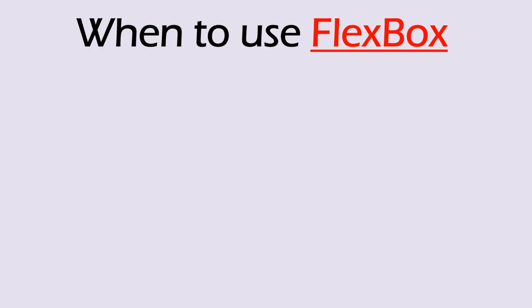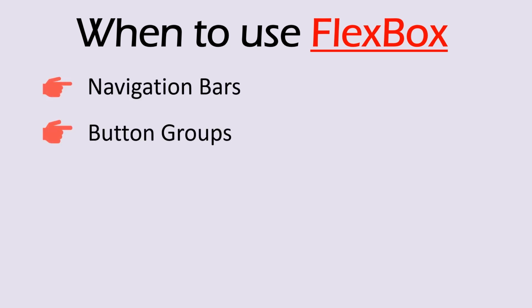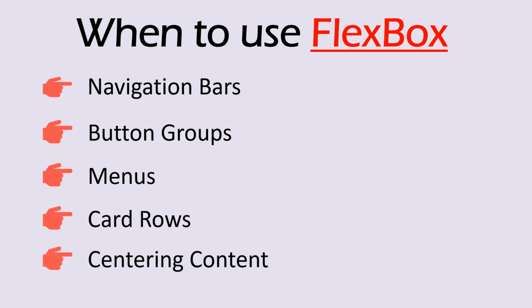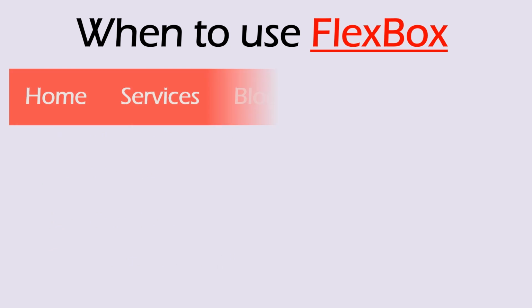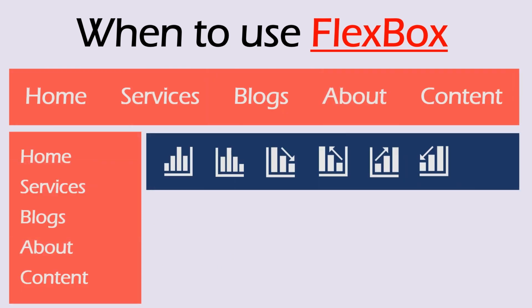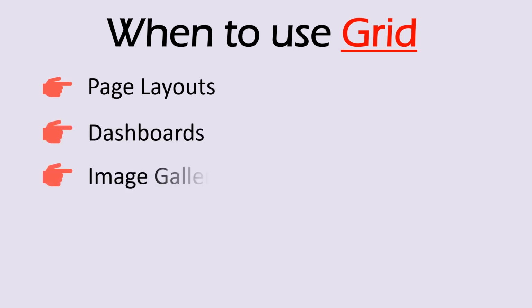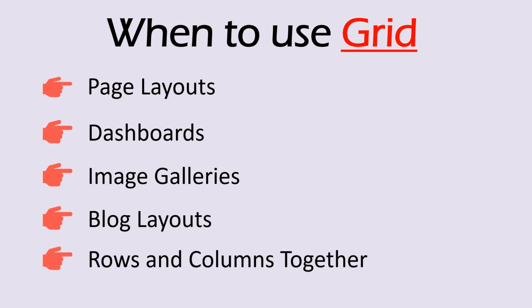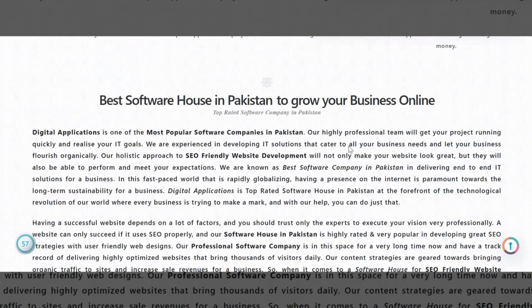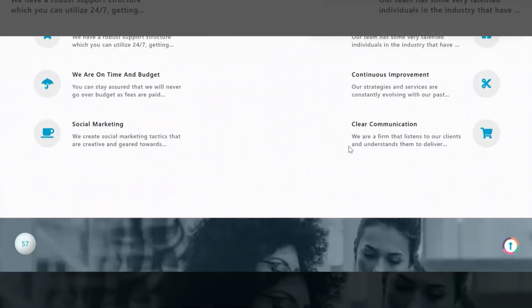You can use Flexbox when you are creating navigation bars, button groups, menus, card rows, centering content. Note here, you can use Flexbox when you need items in one direction. You can use Grid when you are creating page layouts, dashboards, image galleries, blog layouts, rows and columns together. Note here, you can use Grid when you need a structure.